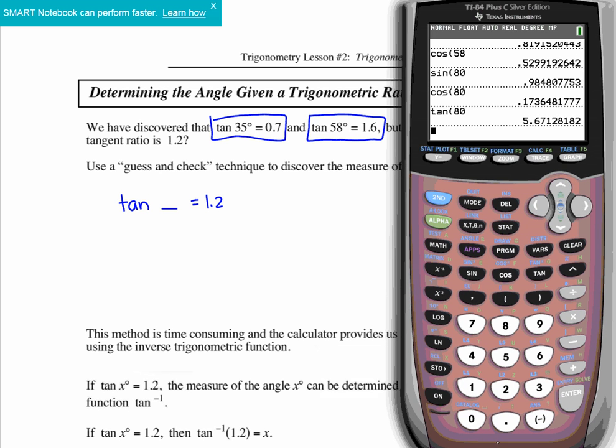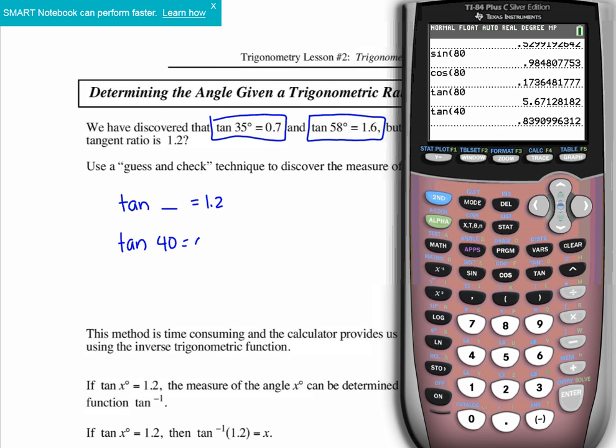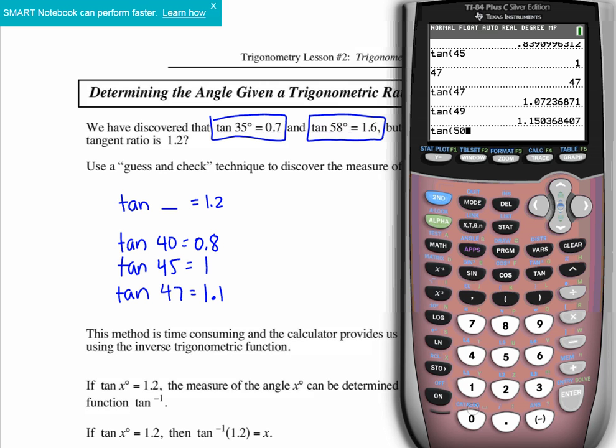Okay, give me an angle. 40, okay? Tan of 40 equals 0.8. Too small. Keep going. Tan of what? 45. That equals 1. We knew that. Okay, so we need larger. Tan of what? 47. Oops, press the tan button. That's important. 1.1, we're almost there. 49. Okay. How about 50? Is that better? Okay, let's just double check which one's the best. Yeah, tan of 50 equals 1.2.